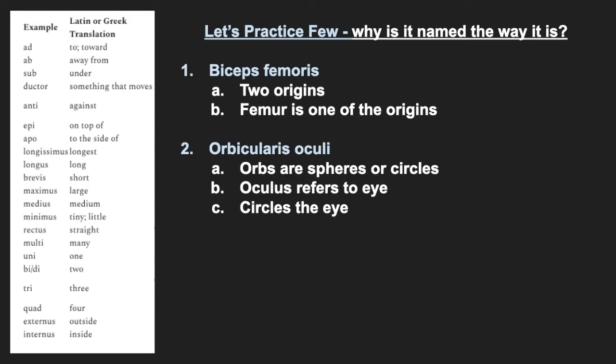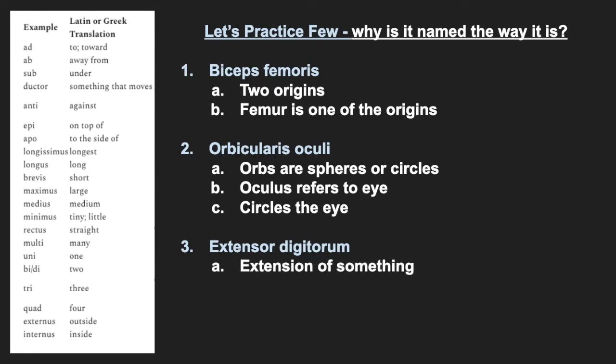Obviously you'd have to know what an orb was. You'd have to know, history-wise, that oculus usually means something related to the eye. And then one more, extensor digitorum. An extensor is extending something, and digits are your fingers. So it's going to refer to extending your fingers. They're the things that allow you to point your finger at someone or something like that. So hopefully this helped you understand why muscles are named the way that they are, and you don't just think that it's some obscure name that makes no sense and they're just these big words.